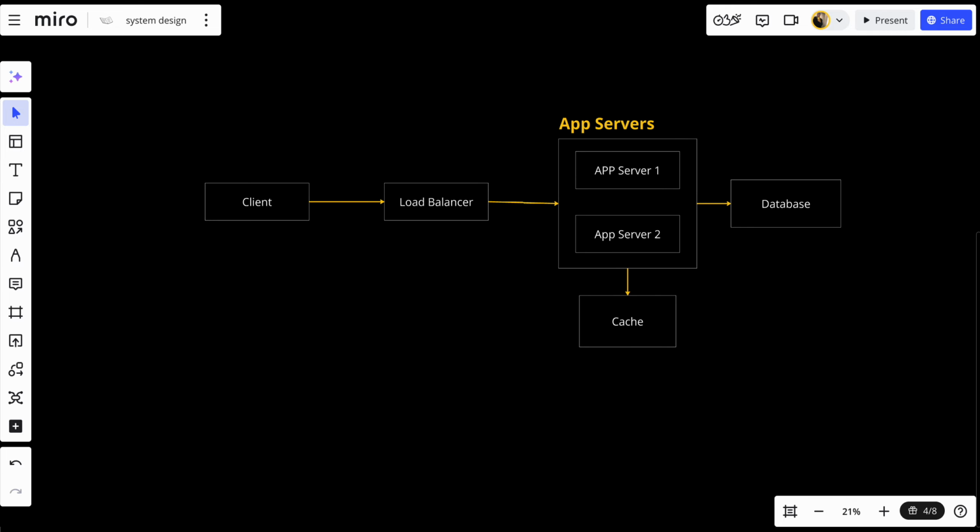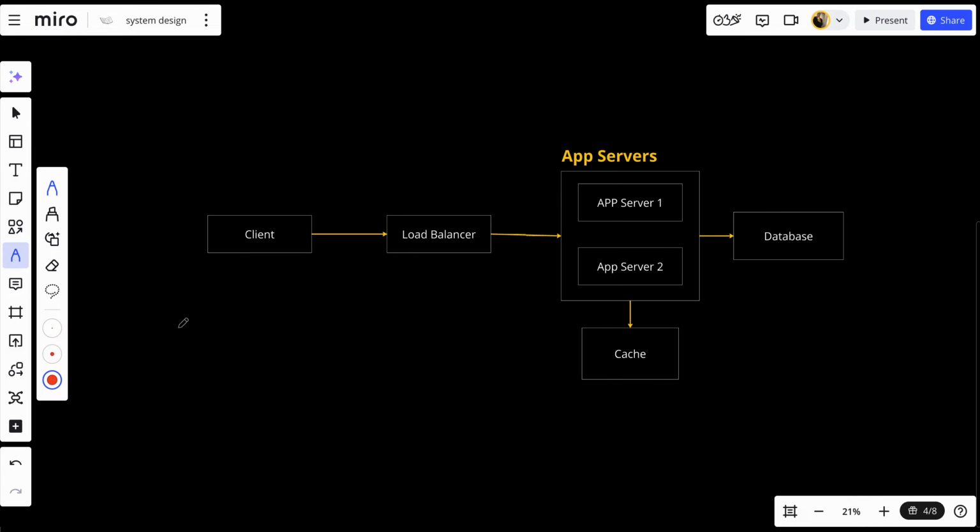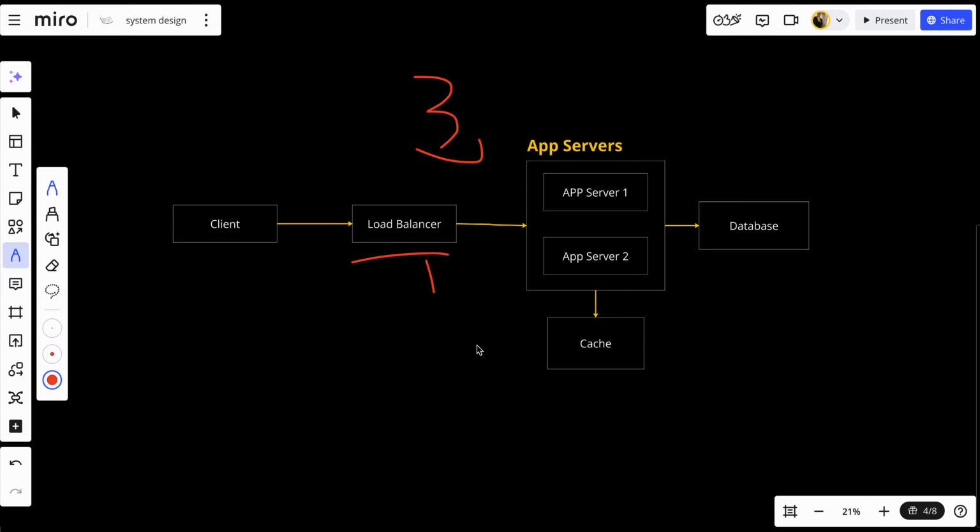And let's try to detect where the single points of failure are here. I highly recommend you stop the video and try to work out where the single points of failure are. So for your information, we have three single points of failure. The first one, we have only one load balancer server. The second, we have only one cache server. And third, we have only one database server.